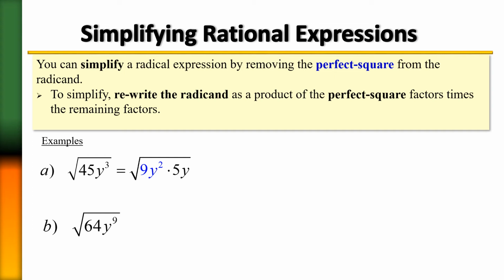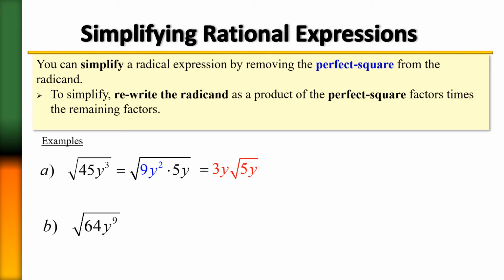The perfect part, which I have here represented by the blue, I'm going to solve it and it's going to come outside in front. The square root of 9y squared is 3y, so that's going to leave me with an answer of 3y radical 5y.